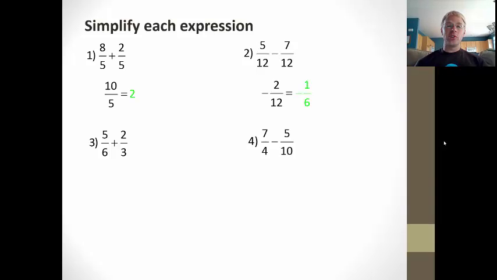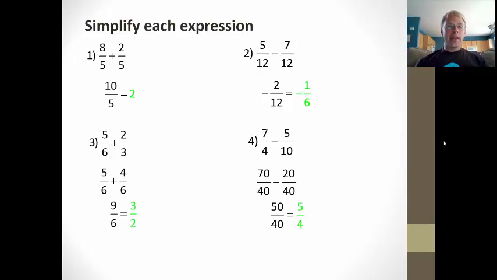Hopefully you noticed in the first two, we had common denominators. We didn't have to change anything. We just added the top in the first one and subtracted the top in the second one. Both of these, though, did need to be simplified after we added and subtracted. Now in 3 and 4, we did not have a common denominator. And what I want you to see here is that in number 3, notice I did not change the first fraction.